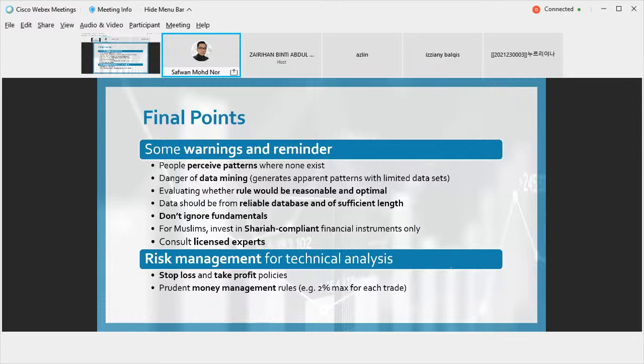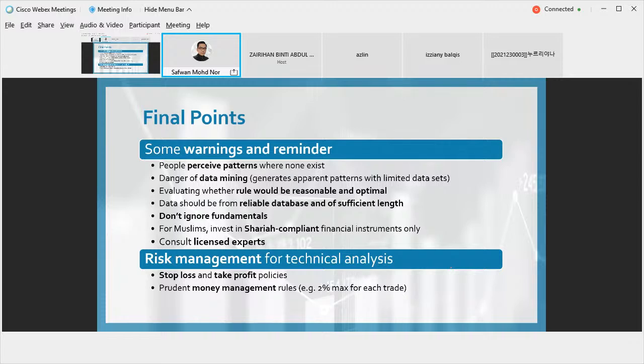For Muslims, of course, don't invest in Carlsberg or Berjaya Toto, Genting, and so on, right? Please keep in mind, even though the particular stock can give you good returns, invest in Sharia compliant investments or stocks only. And of course, don't consult people who are scammers or selling forex and other stuff. You must consult licensed experts as licensed by Securities Commission Malaysia.